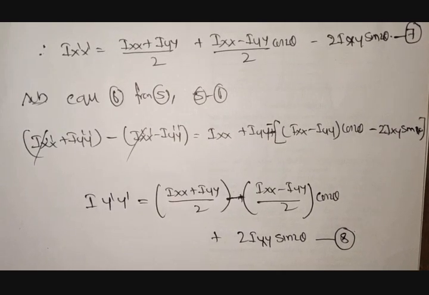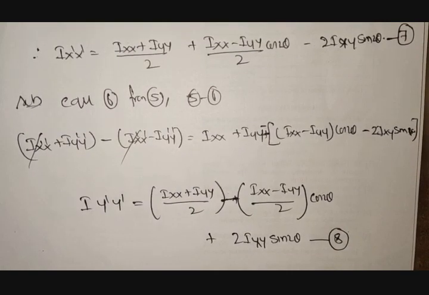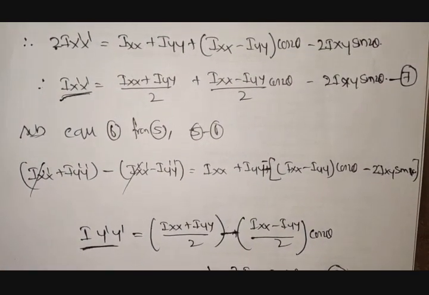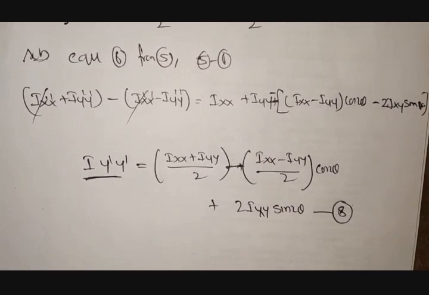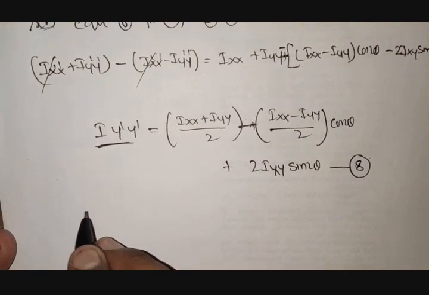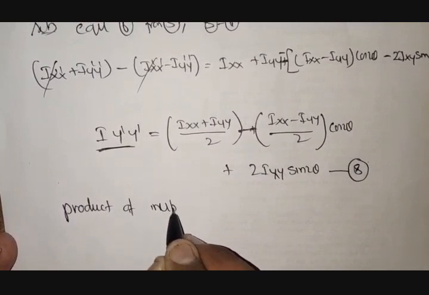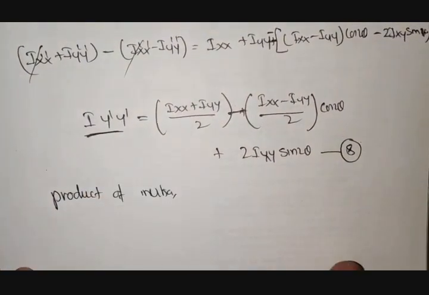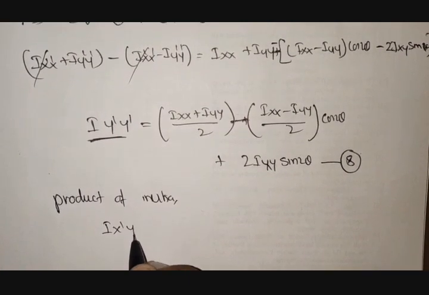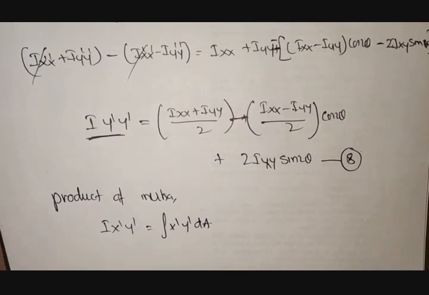So it is clear now that for the new axis, the moment of inertia Ix' value we have found and the Iy' value we have found. Now the product of inertia we have to find out. So these are the moments of inertia about the y axis and x axis. Now the product of inertia is nothing but Ix'y' that we have to find out. That is called the integral of x' y' dA, which we have to find out.